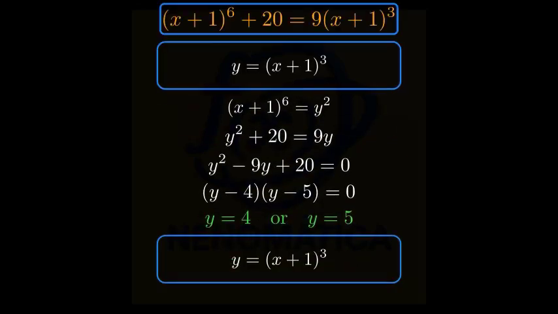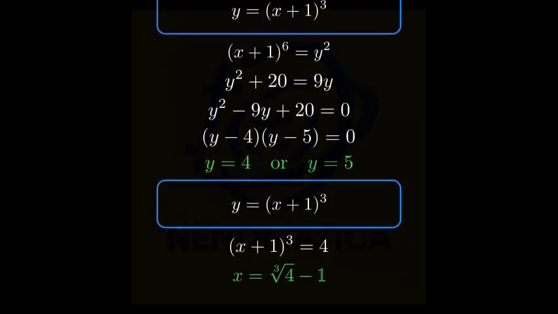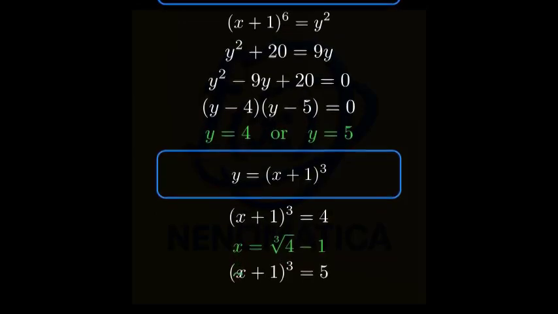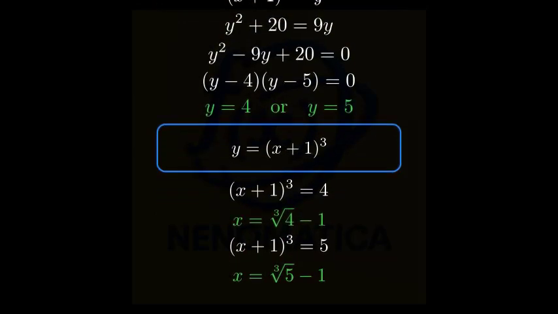Back substitute using y equals (x + 1)³. For y = 4, (x + 1)³ = 4. Taking the real cube root, x + 1 equals the cube root of 4, so x equals the cube root of 4 minus 1. For y = 5, (x + 1)³ = 5. Then x + 1 equals the cube root of 5, so x equals the cube root of 5 minus 1.